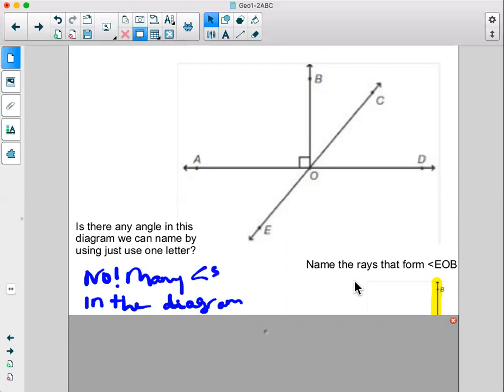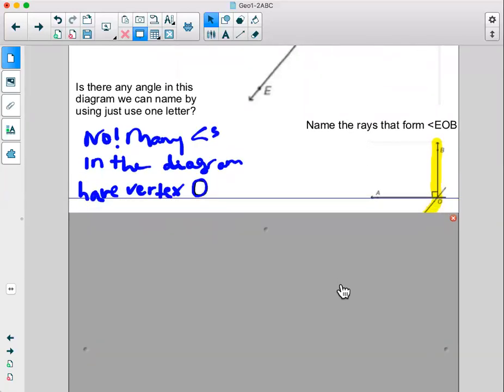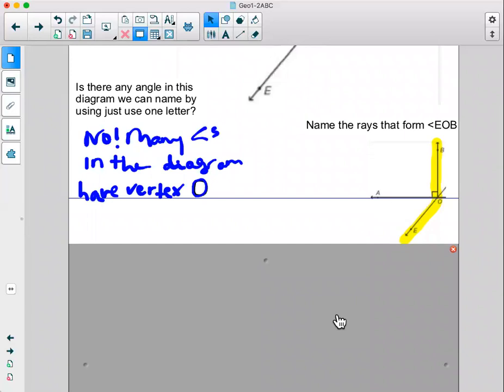So now pause the video and, on your own paper, jot down the names of the rays that form angle EOB. The first thing I would recommend doing is highlighting angle EOB. It goes from E to vertex O out through B. And if you highlight it, it really helps the angle pop off the page. And then you see that the two sides are rays OB and OE.